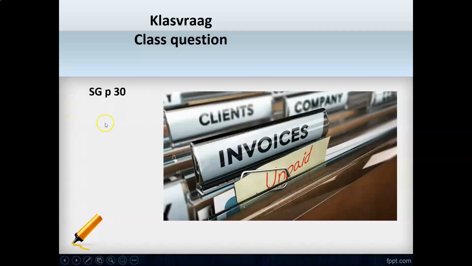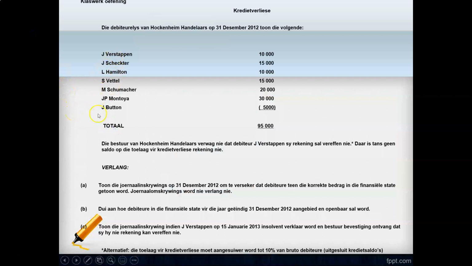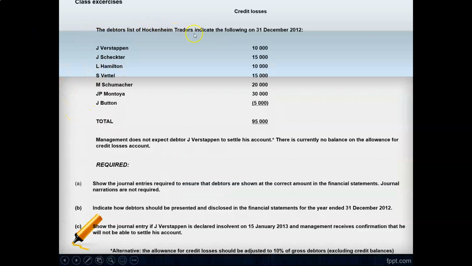Let's do a class example. The debtors list of Hockenheim Traders indicates the following on 31 December 2012. Verstappen had an outstanding balance of 10,000, Scheckter 15,000, Hamilton 10,000, Vettel 15,000, Schumacher 20,000, Montoya 30,000, and Button had a credit balance of 5,000. So if I add everything up, it gives me a total of all outstanding debtors of 95,000 Rand.